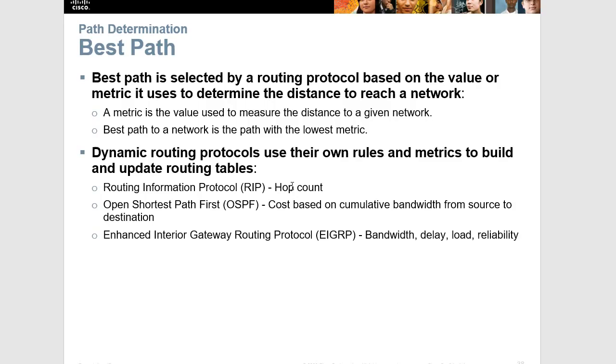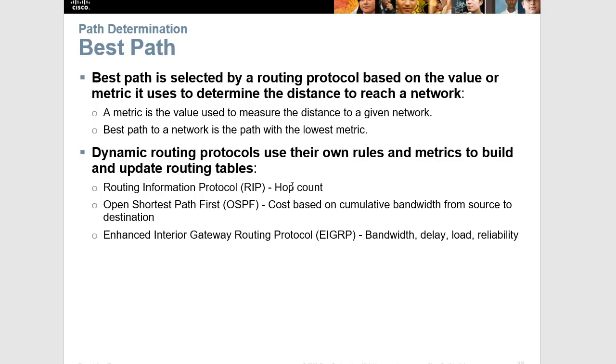Then you've got Open Shortest Path First, which is a protocol that is used between all different types of devices. Cisco, Brocade, it's not exclusive to any one. So it's cost based on cumulative bandwidth from source to destination, basically based on speed. So that's going to be a bit more reliable than RIP in most cases.